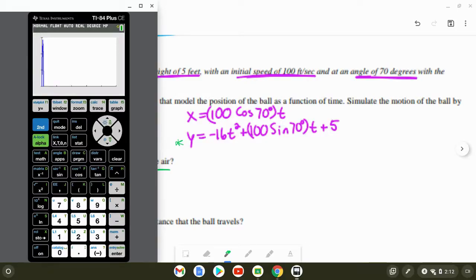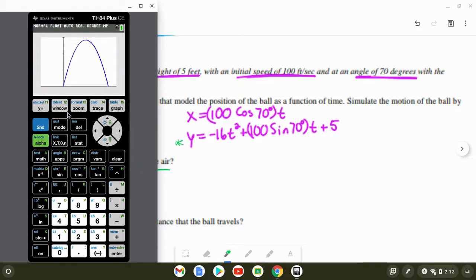Hit graph. Ooh. See how it came all the way back in? That's because this is representing time, not necessarily the horizontal distance. So now we need to adjust our window and get way back in there. X max is way too far. How long do we think that ball was in the air? Couldn't have been that long. Let's go 5. Let's see. Went up. Ooh, a little bit short. Let's go 7. Goes up, comes down. Perfect.